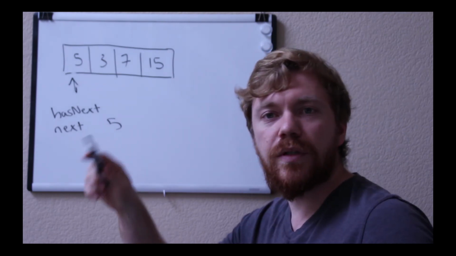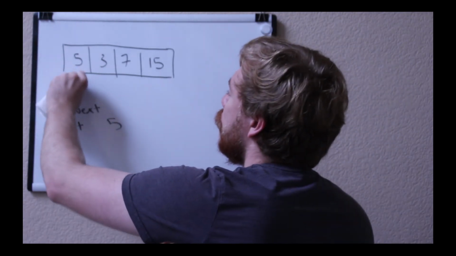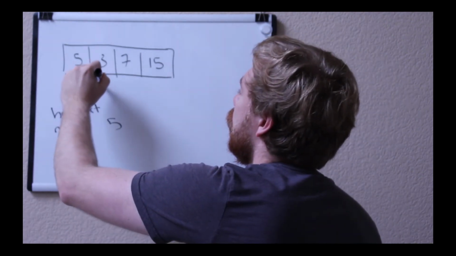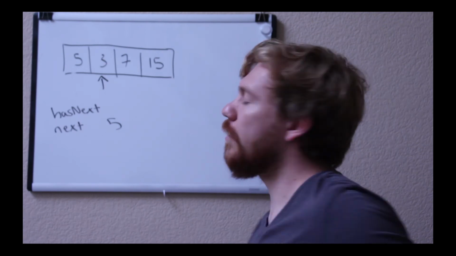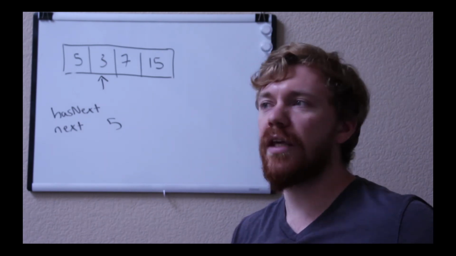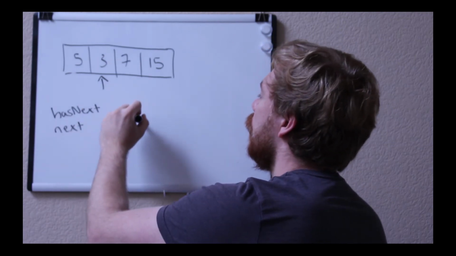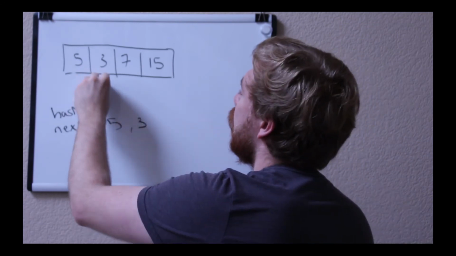And then the loop continues, and we're no longer going to look at the 5. We'll look at the 3. And the hasNext method will then say, okay, is there another element to be returned? The answer is yes. And so the next method will then return the 3. And we continue on with the loop.